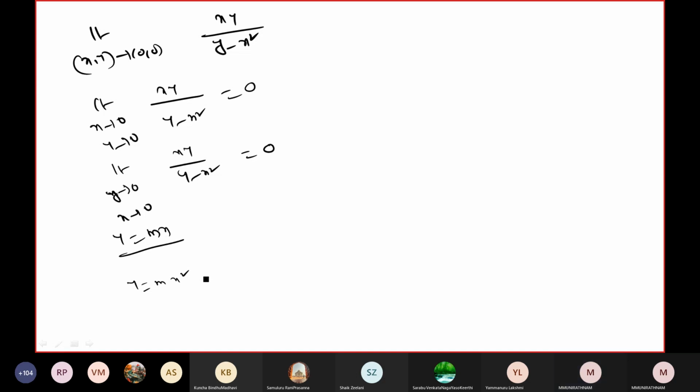How? 0 came, sir. It should be 0 only. This is mx square by mx square minus x square. An x remains, right?